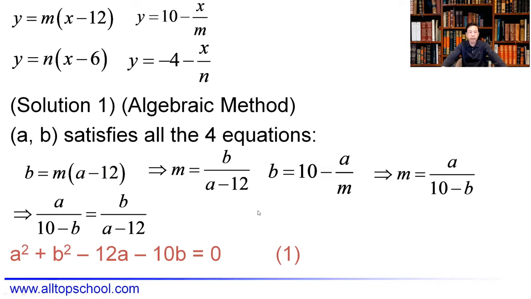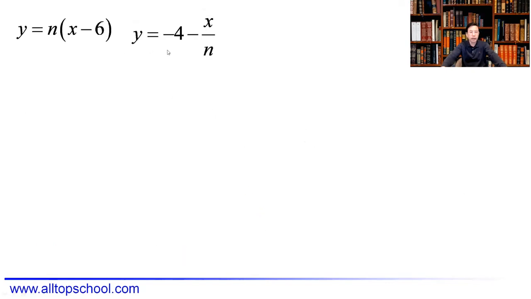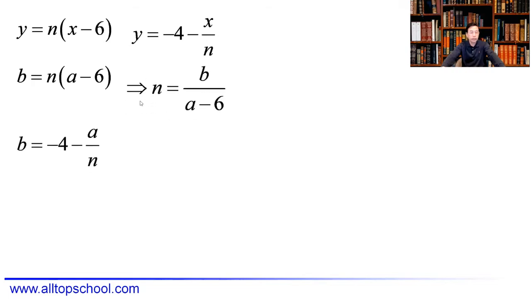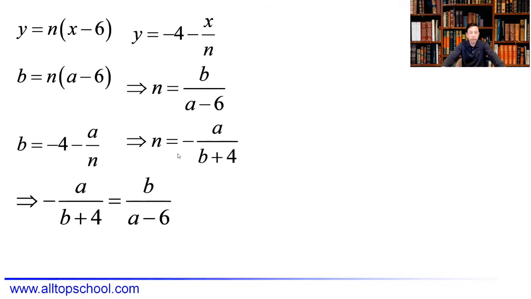The same way, we can put the second group of lines together, because a and b are on those lines. We plug in b equals n times (a minus 6), and solve for the slope, n equals b over (a minus 6). The same thing for the second line, since (a, b) is on it, we can solve for n as well. These are the same value of the slope, so we make them equal and set up the equation. So we get the second equation about a and b.